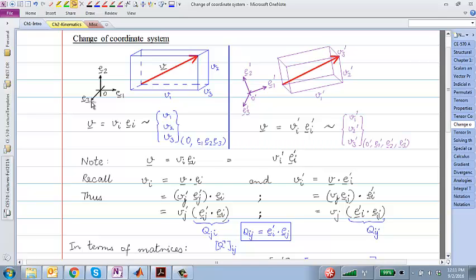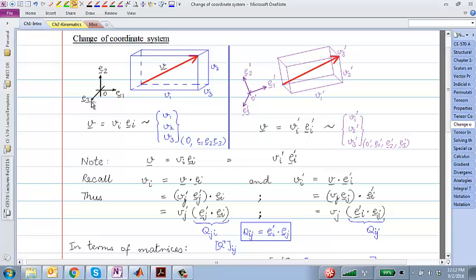If that was the case, let me ask you this: what would E1 prime dot with E1 be? So E3 is the same, but E1 is pointing in the x direction, and E1 prime is pointing at 45 degrees. So E1 dot with E1 prime would be cosine 45 degrees, right? That's right, 1 over root 2.